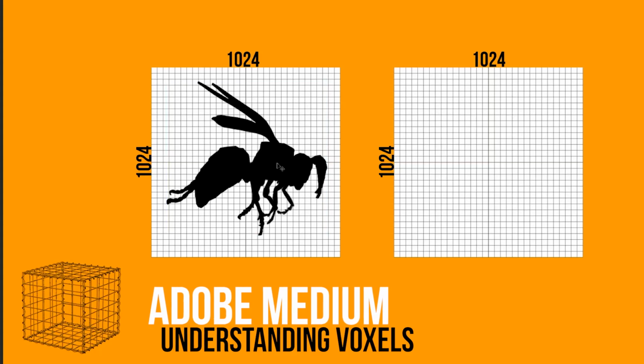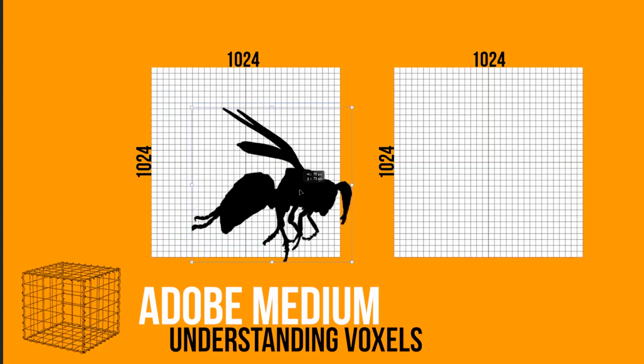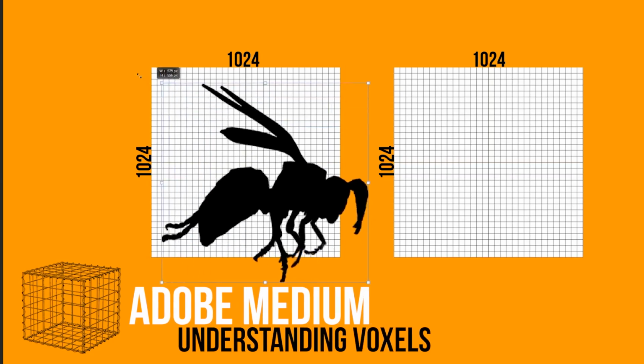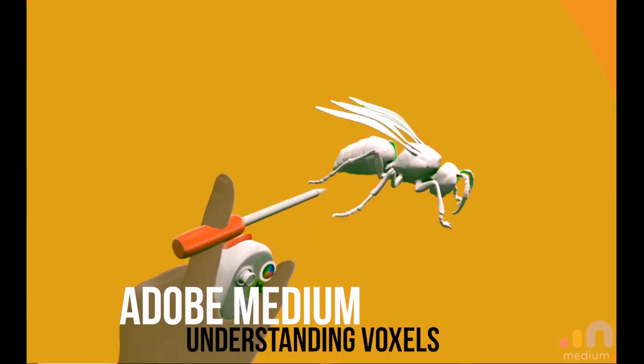Okay, let's talk about voxels and voxel resolution. So this week we're going to look at how you can make your models at high res and low res within a voxel grid, and what a voxel grid even is.